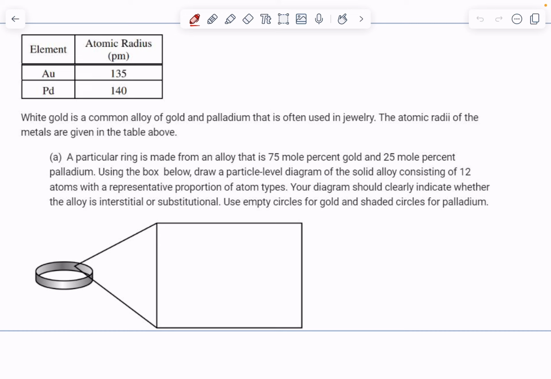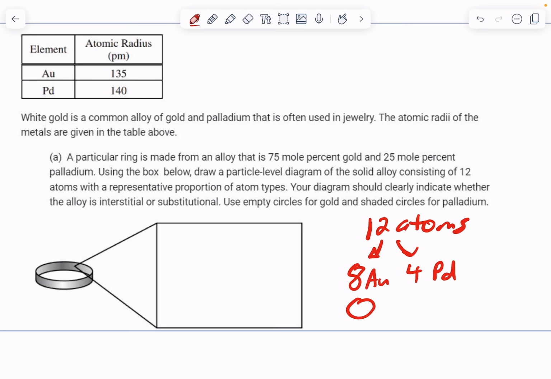Okay, so a couple of things for this. I want 12 atoms to be showing up. So I got 12 atoms I need to be drawing. And of those 12 atoms, 75% of it needs to be gold. So that means 8 atoms will be gold and 4 atoms will be palladium. They also told me empty circles for gold and shaded circles for palladium.